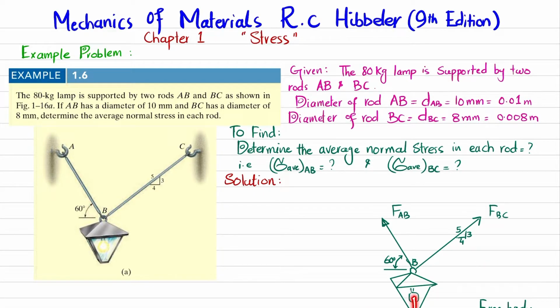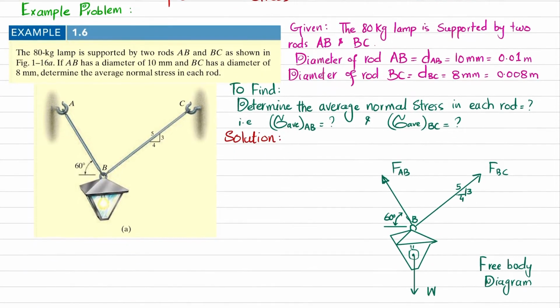The weight of the lamp is acting downward, and the force of rod BC acting on the lamp is FBC, while the force of rod AB on the lamp is FAB. FAB makes an angle of 60 degrees with the horizontal, while for FBC, the ratio of the triangle is shown as 3, 4, 5. So you have to determine the average normal stress in each rod. So let's start with the solution.